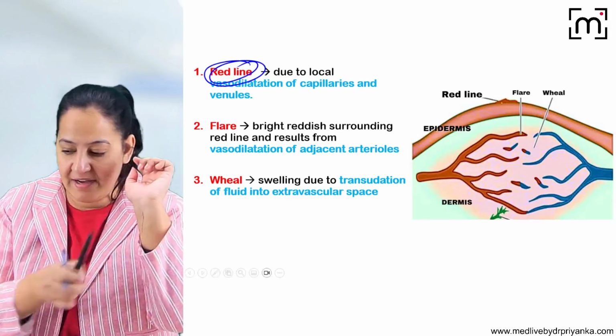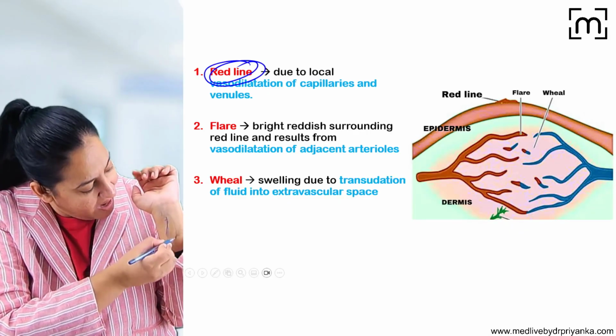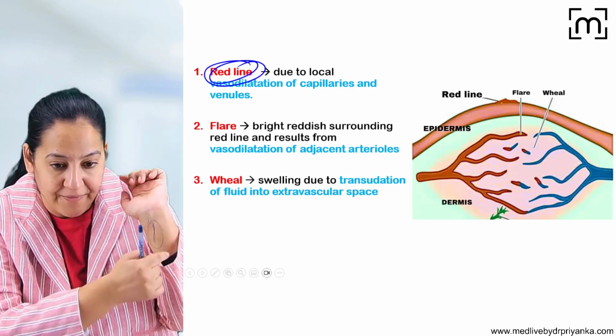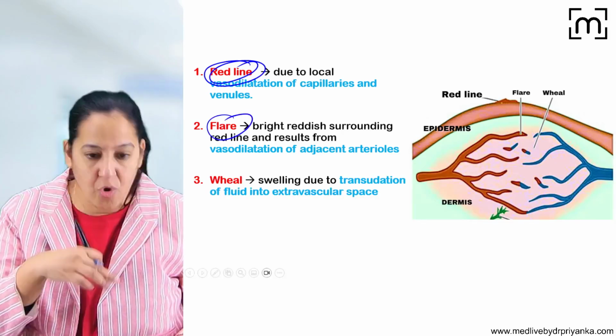So first there is a red line where the stroke is given. Wherever the stroke is given, there is a red line. Now the area around the stroke also becomes red in color. That is known as flare. So flare means the area around the stroke also becomes red in color.